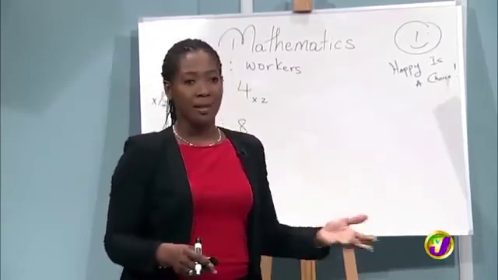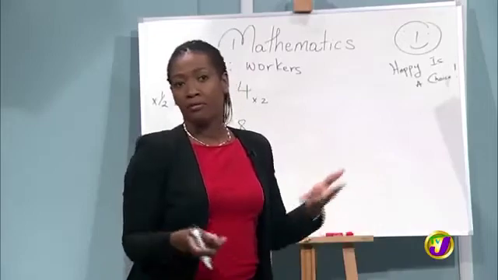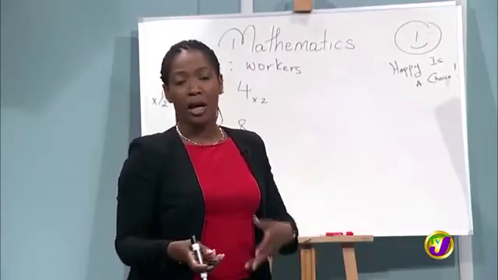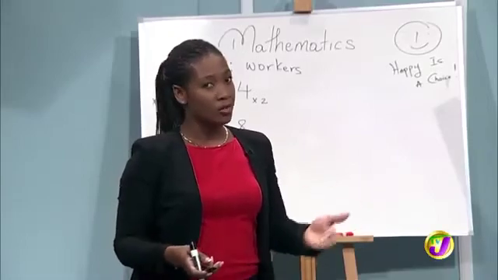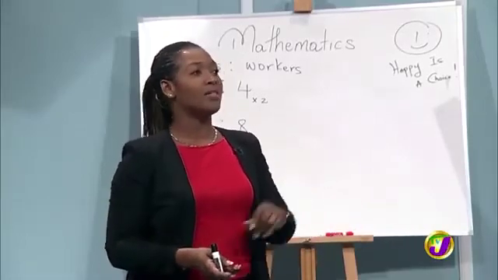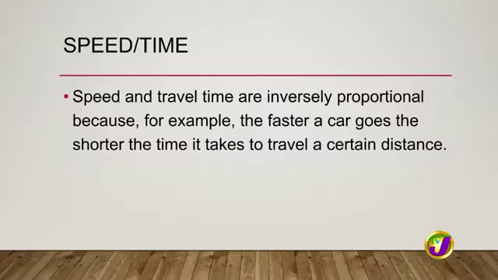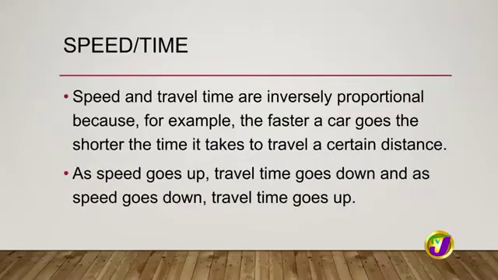So if you are traveling at 50 kilometers per hour to go somewhere, if you step on the gas and you go to 80, you're going to reach there faster. Right, so speed and travel time are inversely proportional because, for example, the faster a car goes, the shorter the time it takes to travel a certain distance. All right? So as speed goes up, travel time goes down, and as speed goes down, travel time goes up.